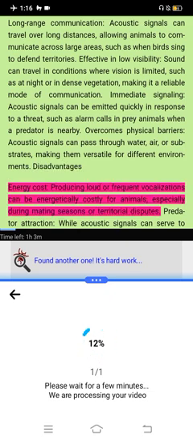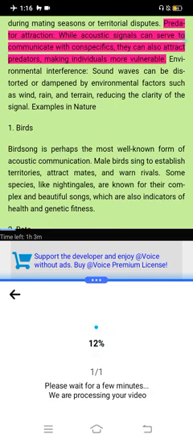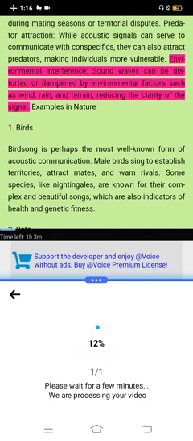Disadvantages. Energy cost. Producing loud or frequent vocalizations can be energetically costly for animals, especially during mating seasons or territorial disputes. Predator attraction. While acoustic signals can serve to communicate with conspecifics, they can also attract predators, making individuals more vulnerable. Environmental interference. Sound waves can be distorted or dampened by environmental factors such as wind, rain, and terrain, reducing the clarity of the signal.